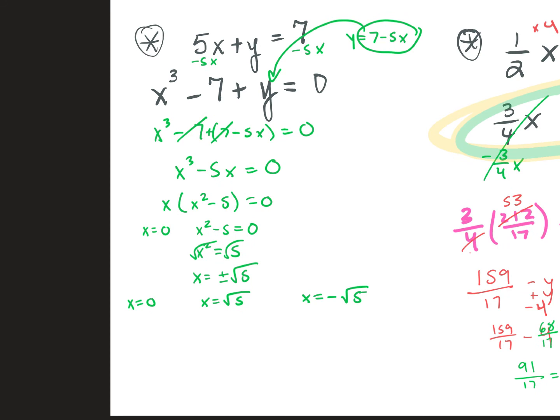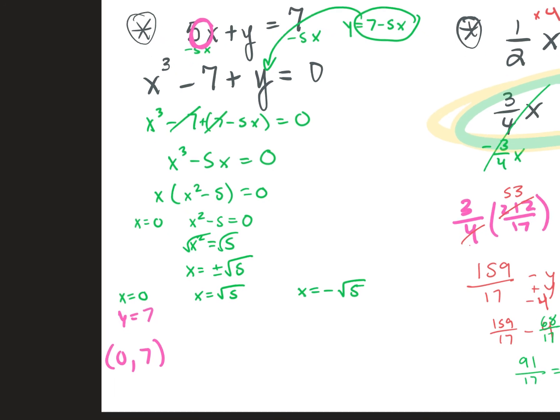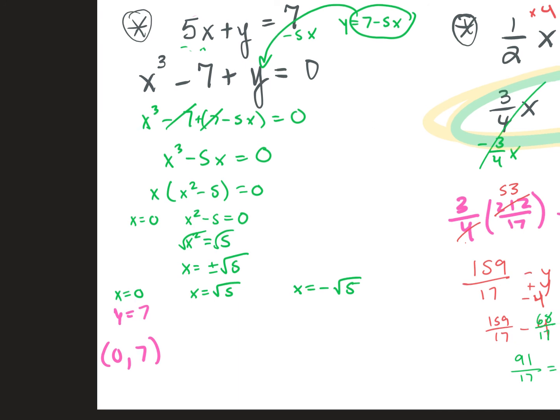All right. So now I need to find my 3 y's. So I'm going to plug it into the first one because it looks a lot easier. So I'm plugging in 0 for x. If I plug in 0 here, it'll be y is equal to 7. Oops, 7. So my first point, 0, comma 7, because 0 is an answer.